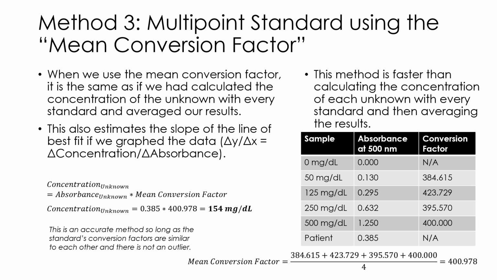One caveat with this method is that the mean conversion factor is accurate only if the conversion factors for the standards are similar to each other. If there is an outlier, it will skew the mean conversion factor and cause inaccurate results. So you always want to examine your conversion factors and make sure they're similar to each other before using this method. If there's one that's clearly an outlier, you would drop that one and not use it to calculate the mean conversion factor.